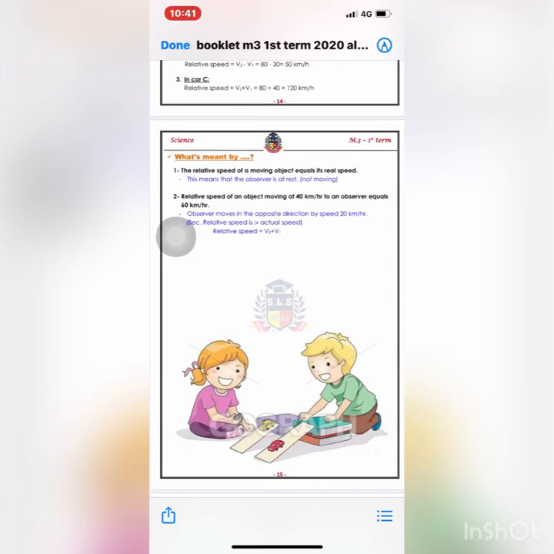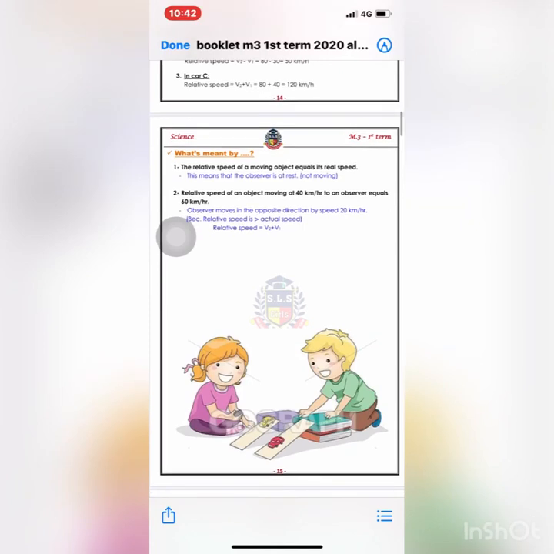And what's meant by the relative speed of an object moving at 40 to an observer equals 60? The object was moving at 40 km per hour. This was the actual speed, and the observer saw it at 60 km per hour. This means that the relative speed was higher than the actual speed, so the observer was moving in the opposite direction. At what speed? 60 minus 40, which is 20 km per hour. That's why he saw the relative speed V2 plus V1, 40 plus 20, he saw it at 60 km per hour.